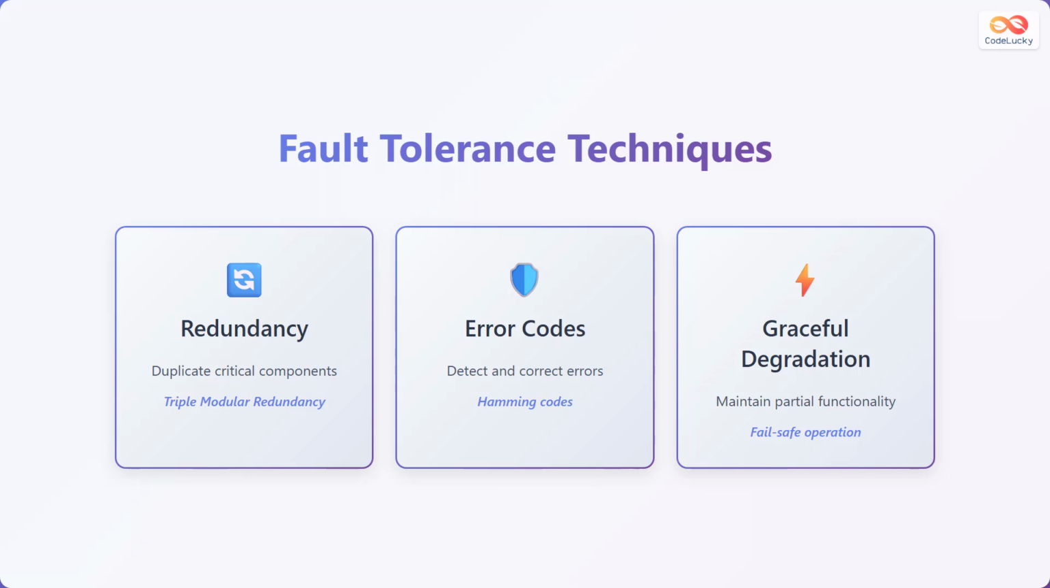Fault tolerance techniques. There are 3 techniques to consider. The first one is redundancy, where critical components are duplicated. An example of this is triple modular redundancy. The second technique is error codes, which are used to detect and correct errors. An example of this is Hamming codes. The third one is graceful degradation, where partial functionality is maintained, resulting in fail-safe operation.